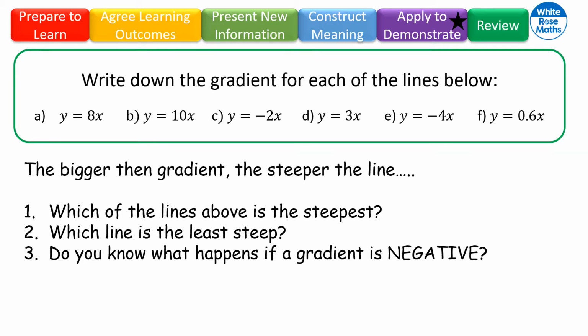Okay, so the answers are in the boxes. For A, the gradient is 8; B, the gradient is 10; C, the gradient is -2; D is 3; E is -4; and F is 0.6. Which of the lines above is the steepest? The steepest one is the one with the highest gradient, so it has to be B. Which line is the least steep? The least steep is the one that has the smallest gradient, so in terms of steepness it's F, 0.6.